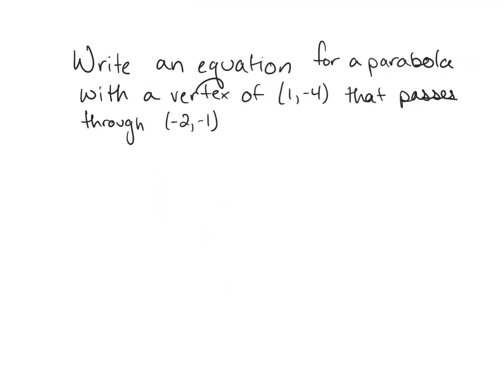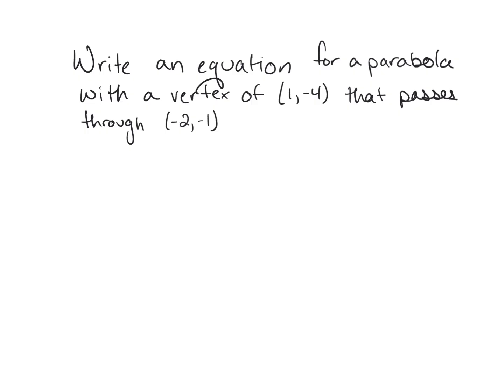All right, here is our next sort of you try it. Write an equation for a parabola with a vertex of 1, -4 that passes through the point -2, -1. Pause the video, give it a try, and then come back and check your answers.